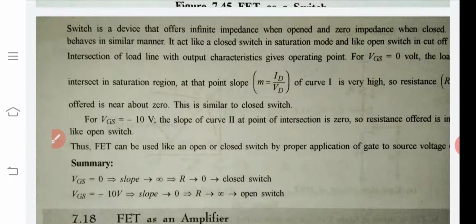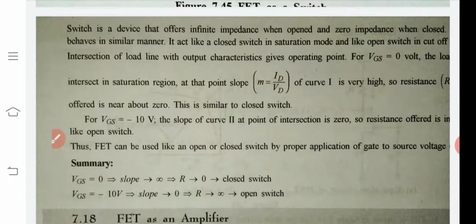The intersection of the load line with the output characteristics gives the operating point. For VGS equals 0 volt, the load line intersects in the saturation region at that point. Slope M equals ID upon VD of the curve. ID is very high, so the resistance offered is near about 0. This is similar to a closed switch. For VGS equals minus 10 volt, the slope of the curve at the point of intersection is 0, so the resistance offered is like an open switch.